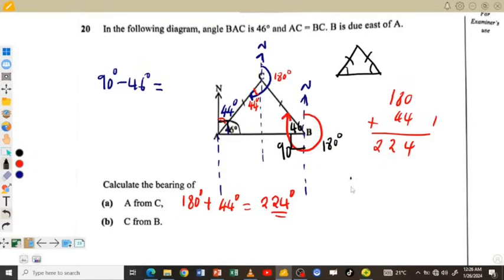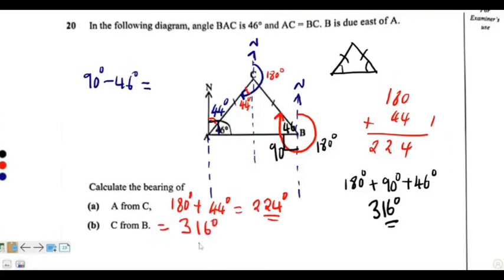We are just going to say 180 degrees plus 90 degrees, this 90 right here, again plus this 46 degrees. So 180 plus 90 plus 46, what are we going to get? Okay, so when we add this, we are going to get 316 degrees. So this simply means that the bearing of C from B was 316 degrees. This is our bearing, C from B. So this is how you can answer this question.